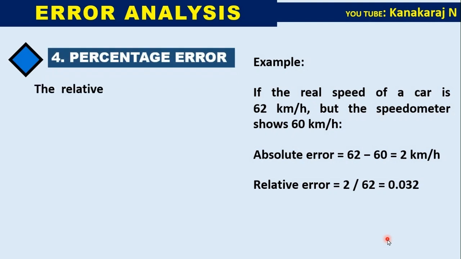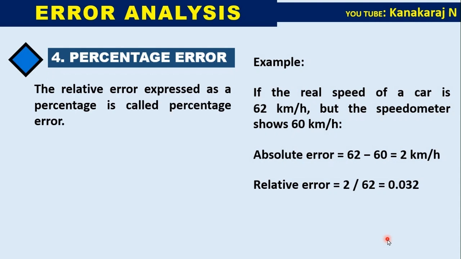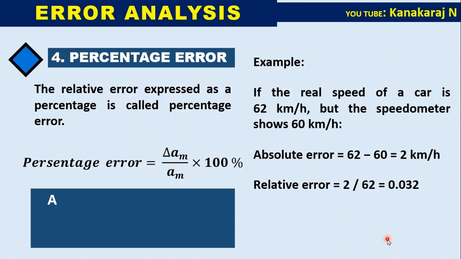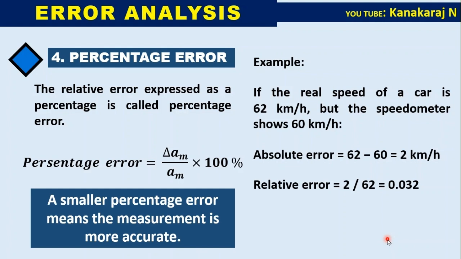Percentage error. The relative error expressed as a percentage is called percentage error. Percentage error equals the relative error multiplied by 100%, that is, del AM divided by AM multiplied by 100%. A smaller percentage error means the measurement is more accurate. So for the given problem, the percentage error is the relative error multiplied by 100%. So 0.032 multiplied by 100% equals 3.2%.